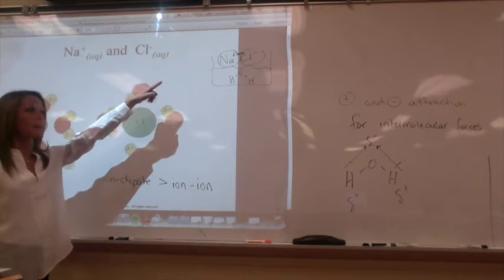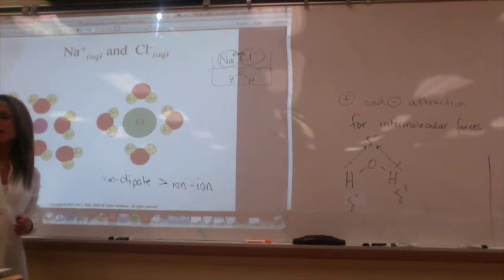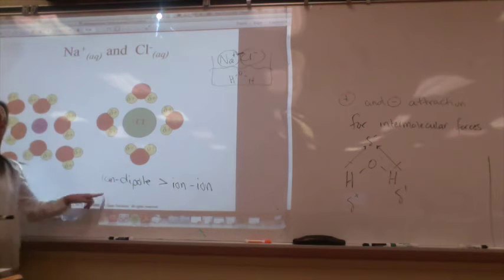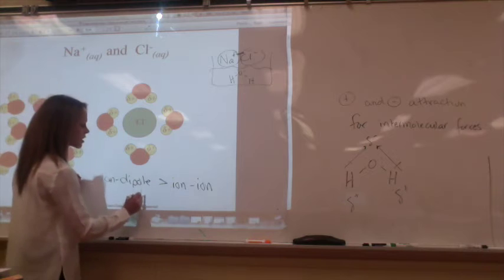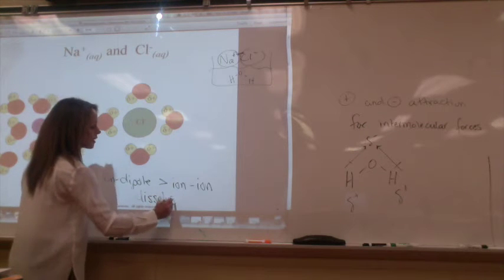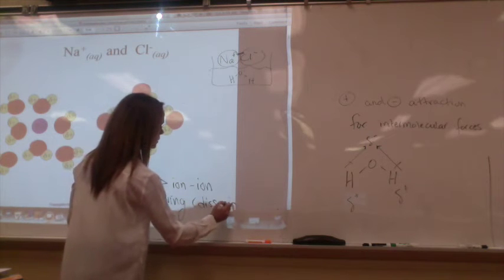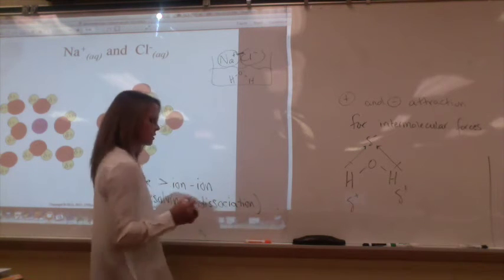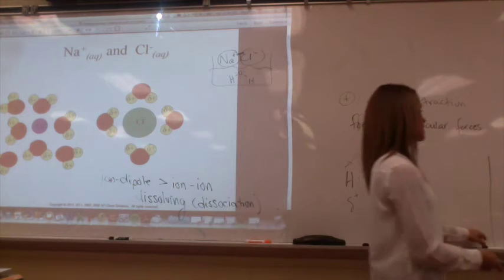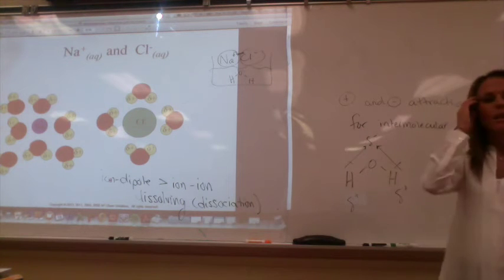Ion-ion is that, Na plus and Cl minus. That's an ion-ion interaction. So when that occurs, you have dissolving. Another word that we use, remember, is dissociation, which means it breaks it apart. So it may ask you to show the dissociation of that. Any questions?